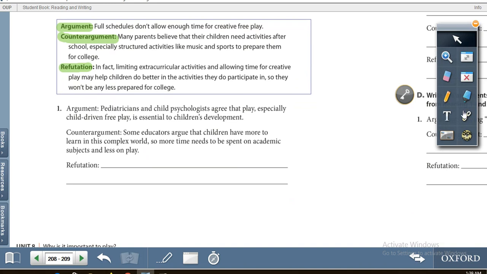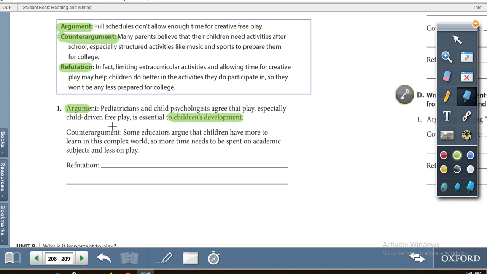So here we have some other arguments. The argument: pediatricians and child psychologists agree that play, especially child-driven free play, is essential to children's development. This is the argument of pediatricians and child psychologists. What is the counter argument?